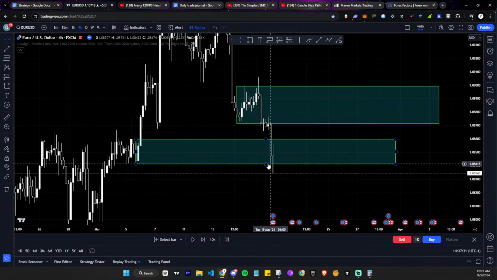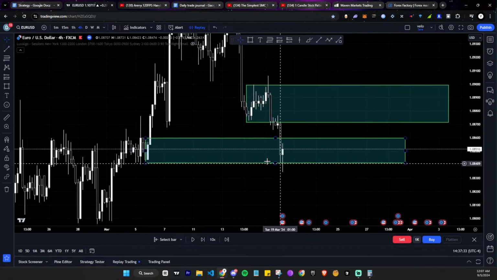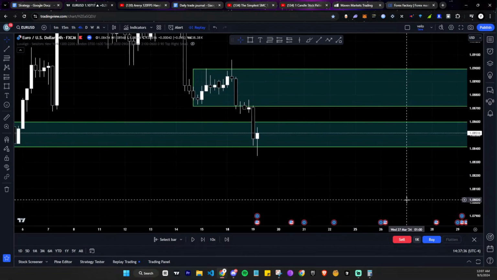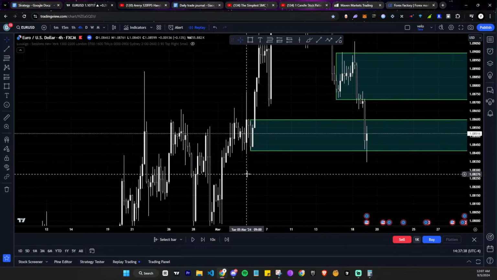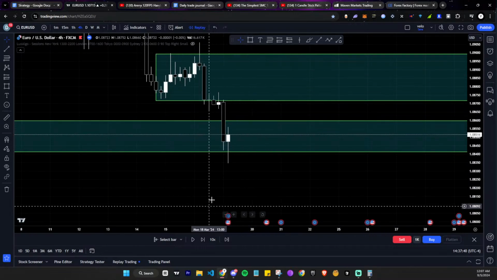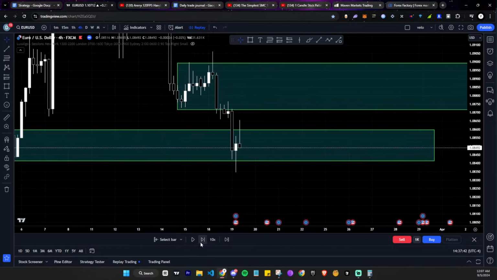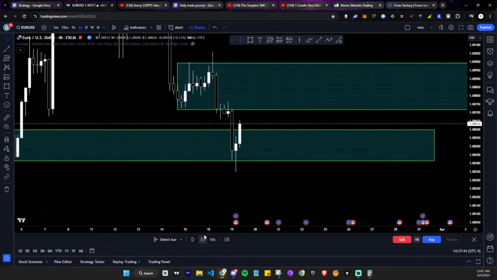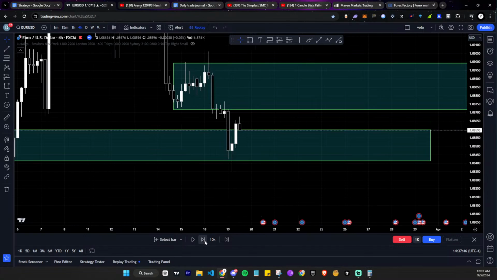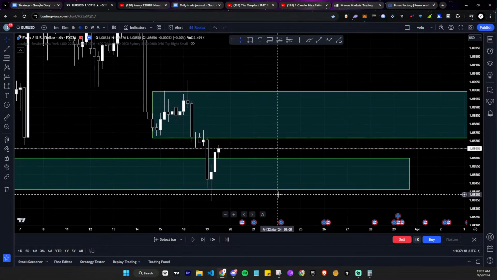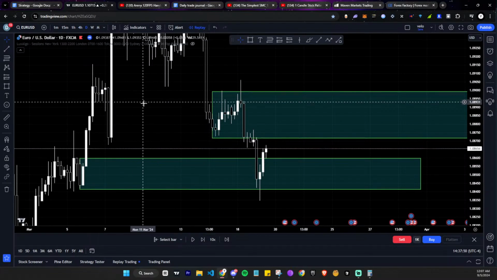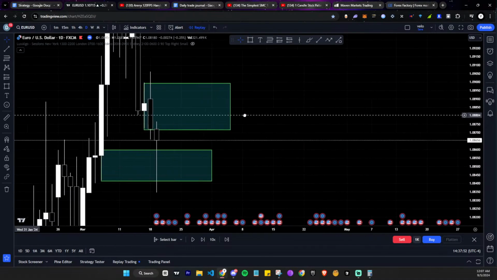Boom. Okay, so we see this manipulation. Now, as you can see, we see this manipulation properly, and once we see this manipulation, I'm expecting a price reversal. Let's see how it goes. Okay, we close higher. Let's go. We're closing higher. Now we're aiming towards what? Let's see if there's a daily candle. So we have a daily candle.